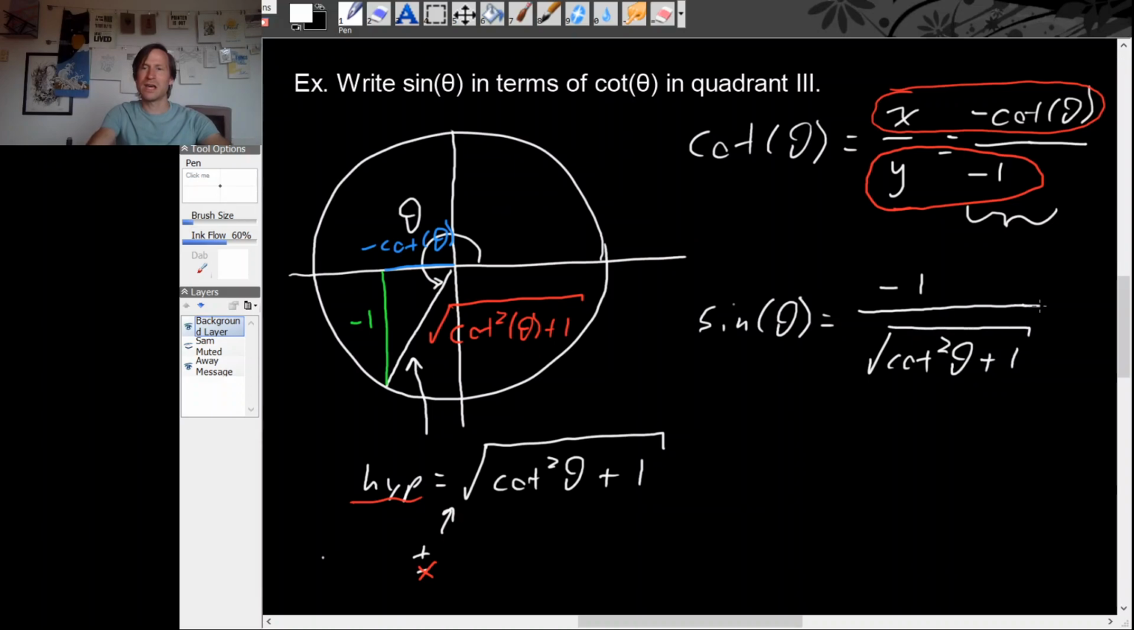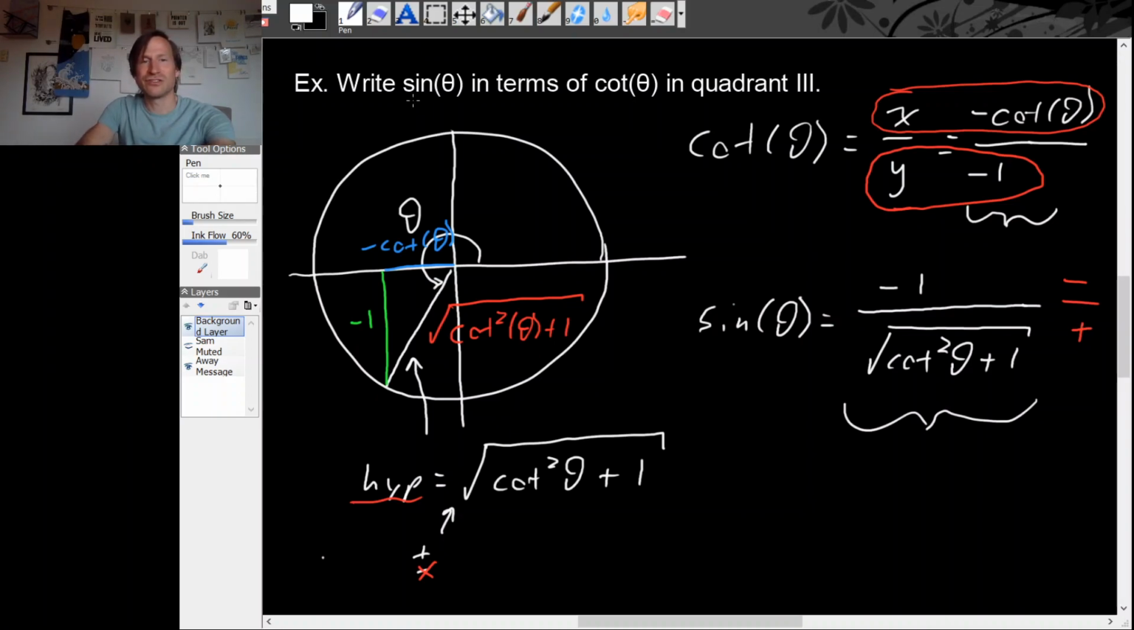All right. And just as a quick sanity check, since we're in quadrant 3, this expression that we've written for sine should be negative, because sine is always negative in the third quadrant. So this should be negative. And let's see, the numerator is always negative because it's just minus 1. And the denominator, well, when we took this square root, we chose the positive square root. So this denominator is always positive. And so this quotient will come out to be negative, like it's supposed to for the third quadrant.